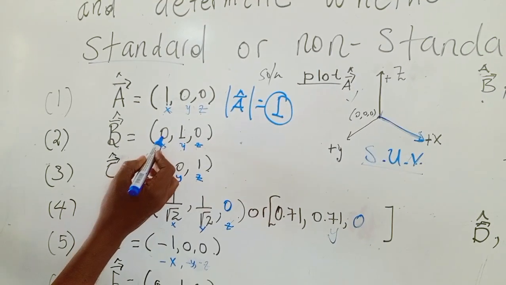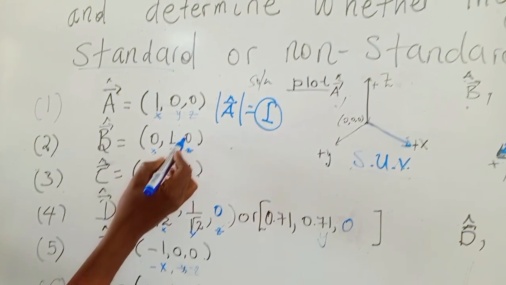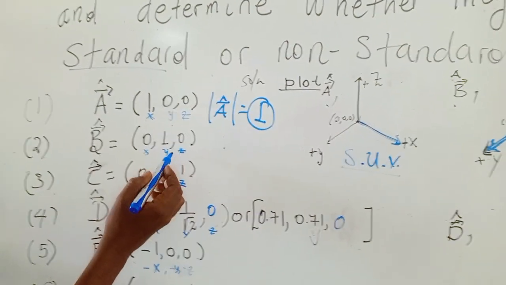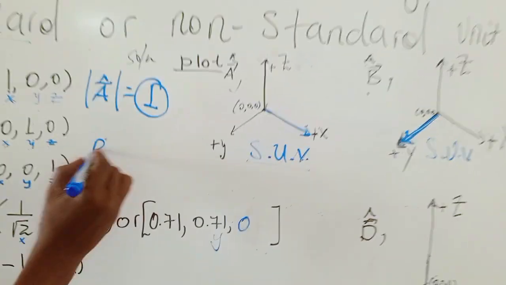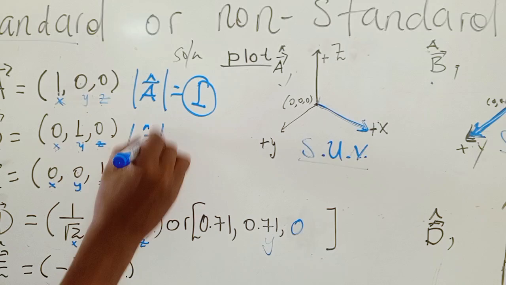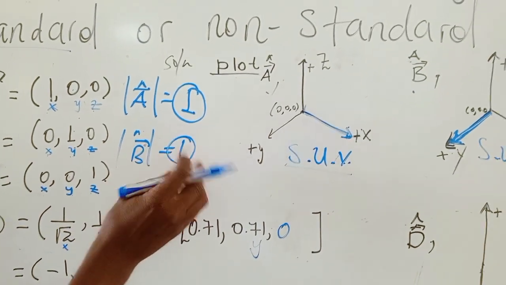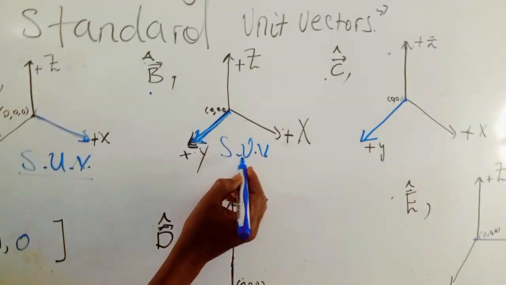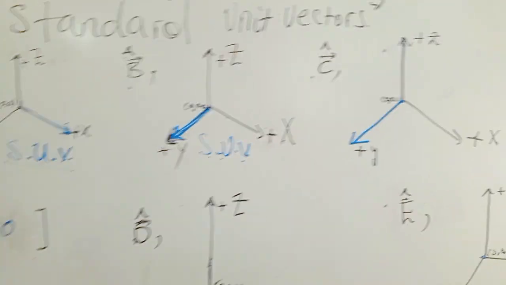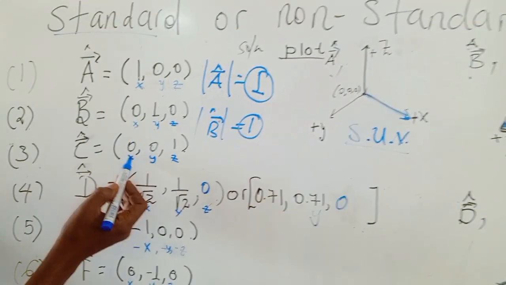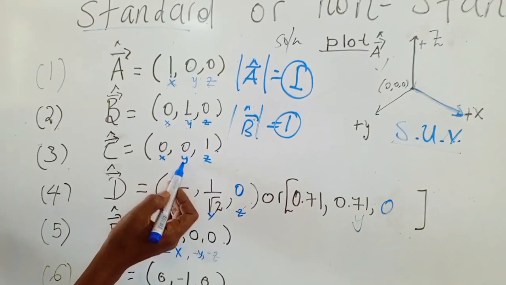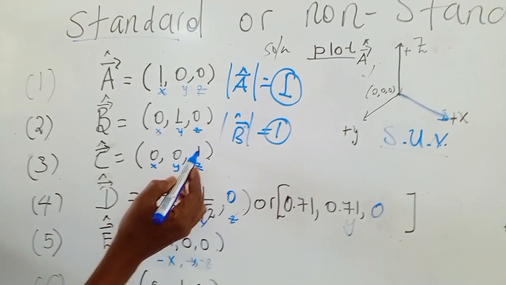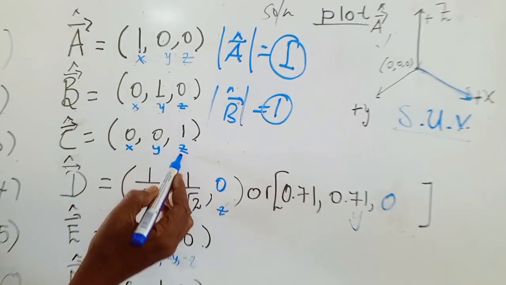For B, 0 along the x, 1 along the y, 0 along the z. So its magnitude is the same. The magnitude of the unit vector B is 1, and it lies along the positive y-axis. So this is a standard unit vector. For C, it's the same: 0 along the x, 0 along the y, 1 along the positive z-axis.